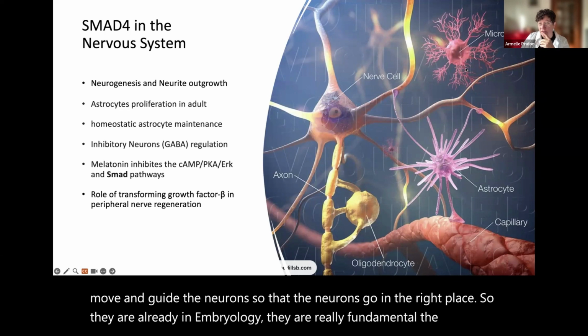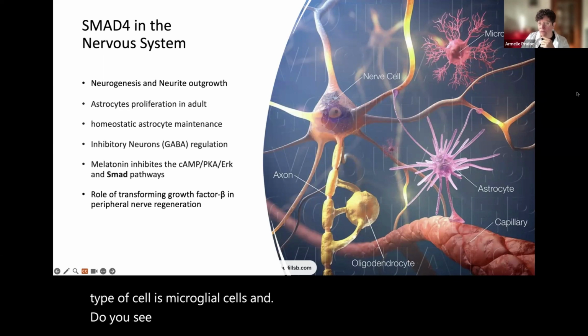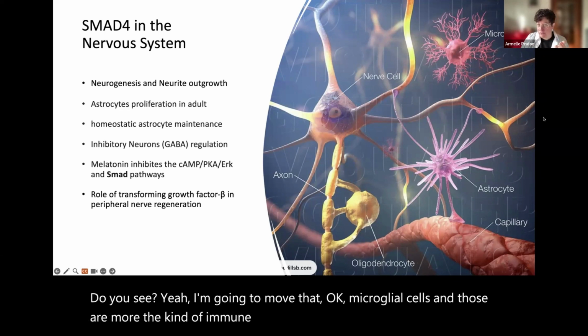The other type of cell is microglial cells. Do you see it? Yeah, I'm going to move that. Okay, microglial cells are more the immune system in your brain. So those are the different types of cells.